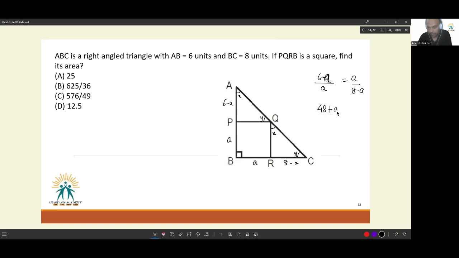48 plus A square minus 14A is equal to A square, or A will be equal to 48 by 14, which is equal to 24 by 7. Side of the square has been found out as 24 by 7. Area will be square of this, which is 576 by 49.